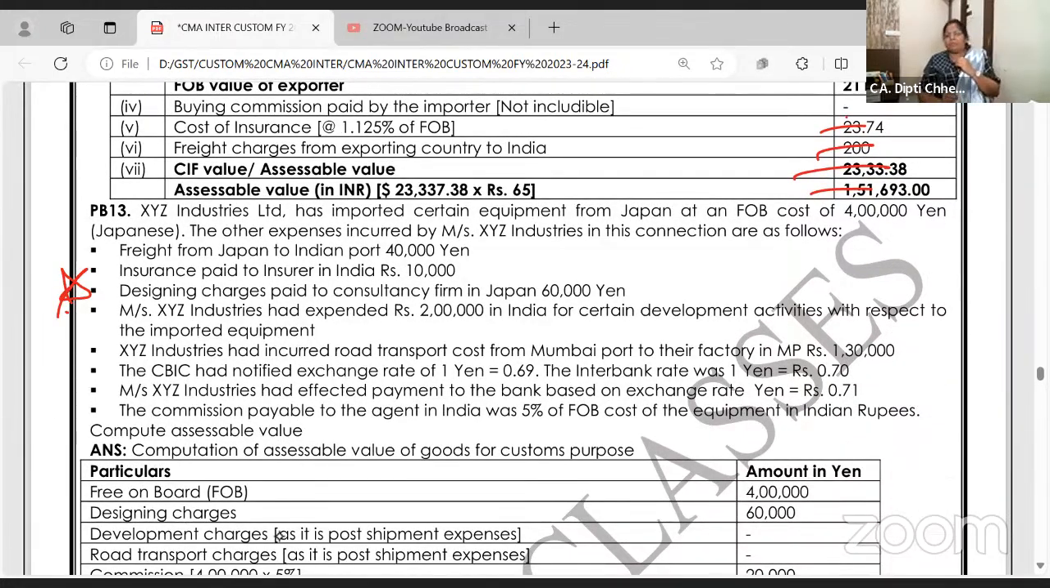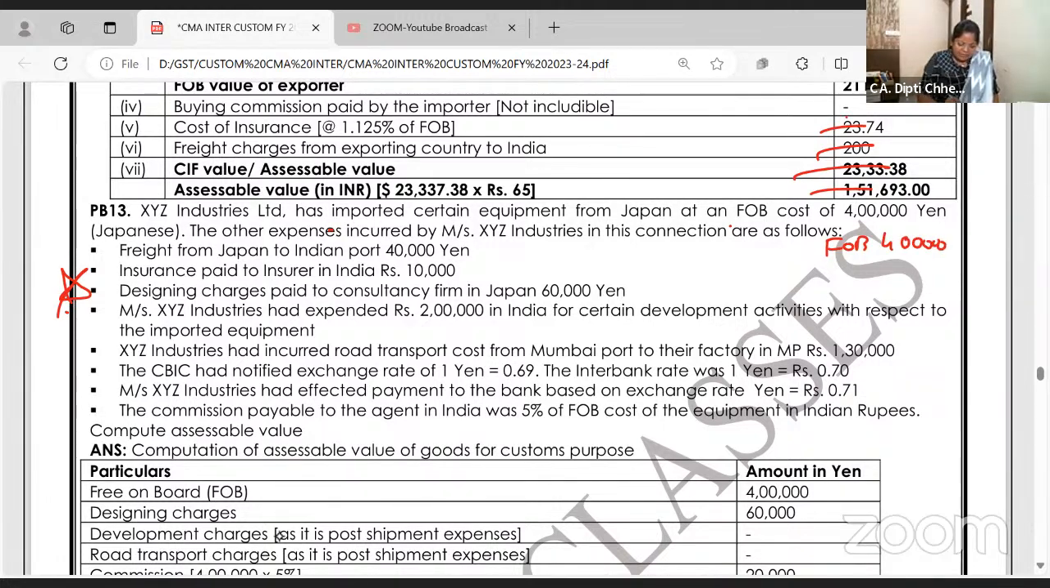Thirteen problem, very important. Do solve it in writing with all the explanation given by me. You want me to solve it here? We can also solve it for practice, because if we shift to the notebook, it will take a little longer time. XYZ has imported certain equipment from Japan at FOB 4 lakh.